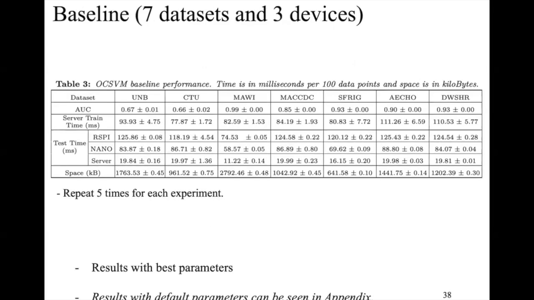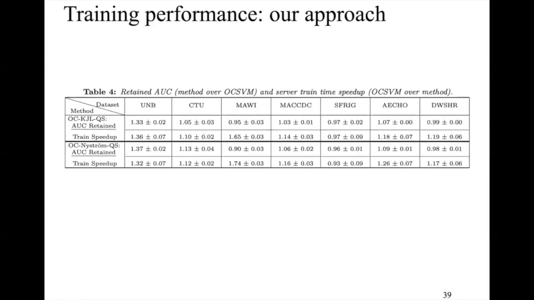Here are just the baseline algorithms. If we use OCSVM, what is the performance? The first metric is the AUC. The second is training time, this is testing time, and this is the space. How much space do we need? We repeated each experiment 5 times, and then computed the mean and standard deviation. This one just shows the best performance.